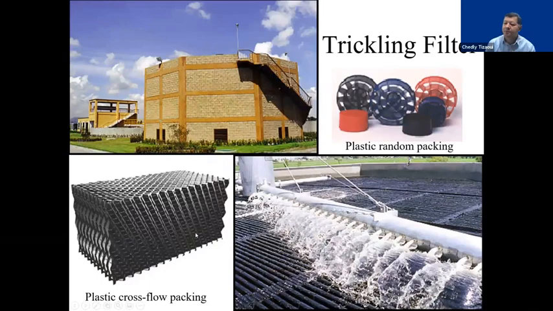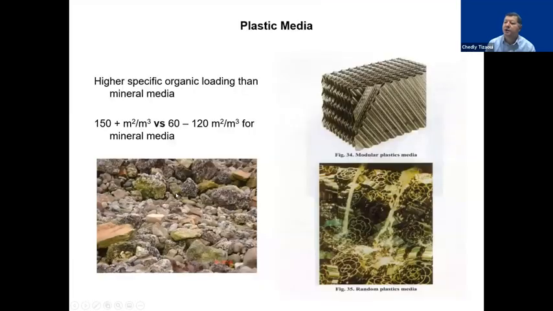I mentioned earlier the plastic media. It's good to have plastics because they provide a much larger surface area for the process to happen. This gives you a comparison between the two. For a rock filter, you may have roughly 60 to 120 meters squared per meter cubed at most, versus 150 plus meters squared per meter cubed for plastic. So if you use plastics, you almost double the surface area.